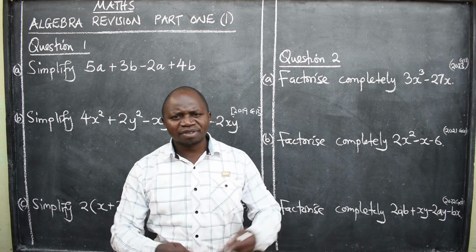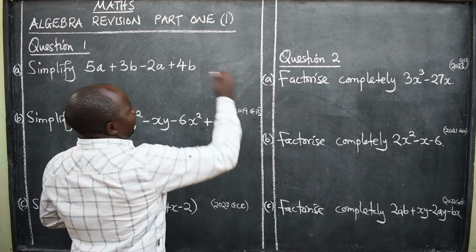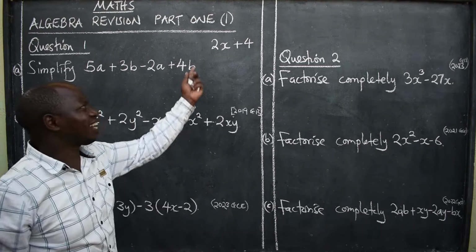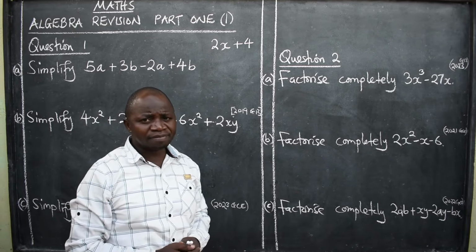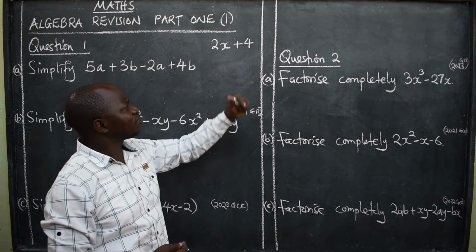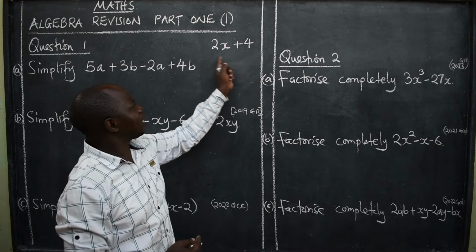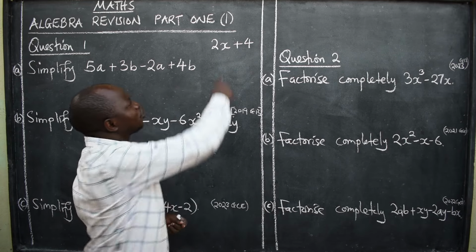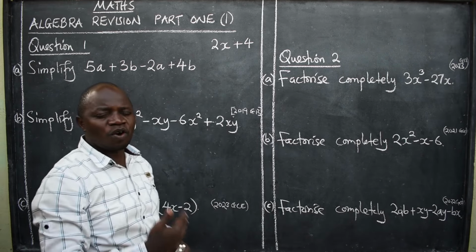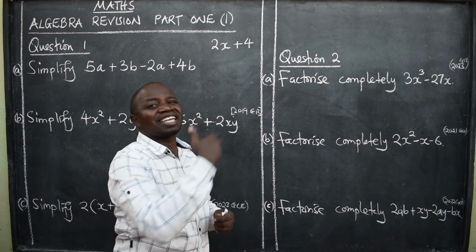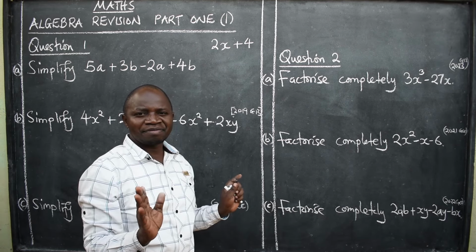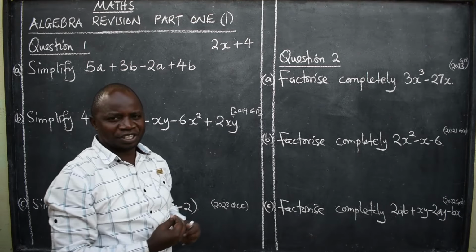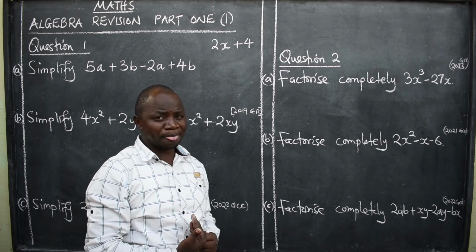Having said that, let's put it this way. We have 2x plus 4. You've seen such kind of things in mathematics, right? 2x plus 4. This 2x plus 4 is called an algebraic expression. So what you are seeing here is an example of an algebraic expression. It is an expression, not an equation, but an expression. Now, in this algebraic expression, there are parts, okay?